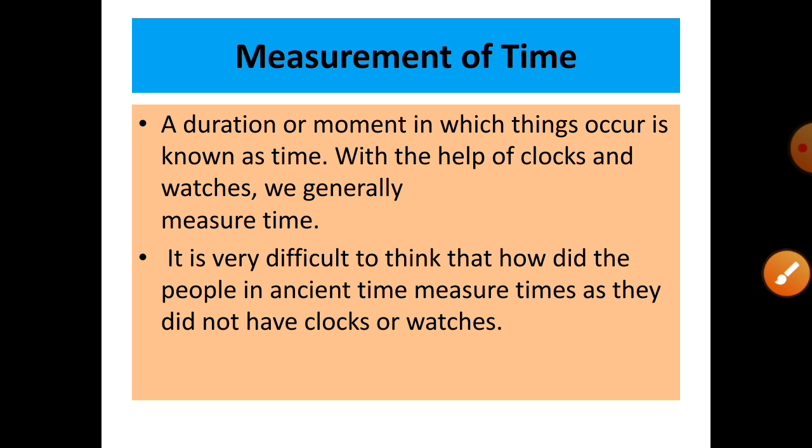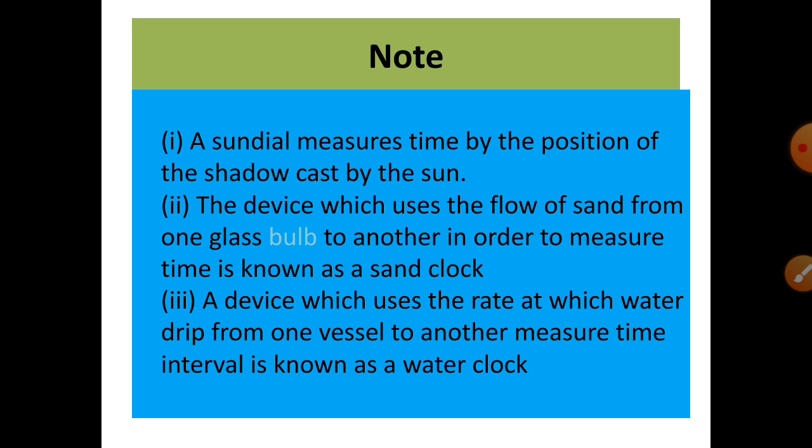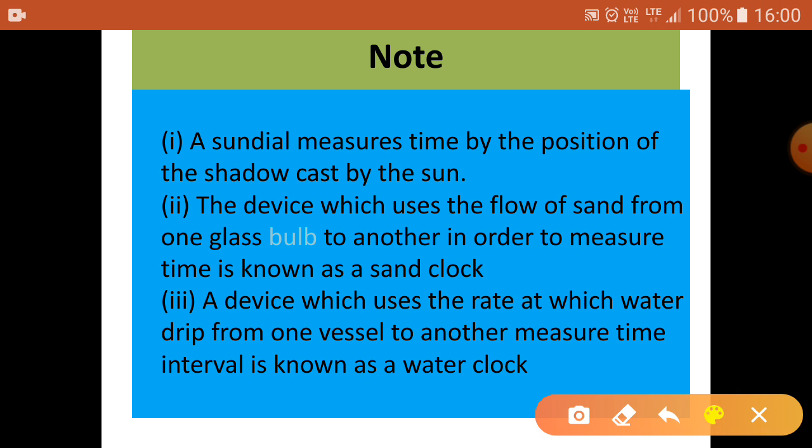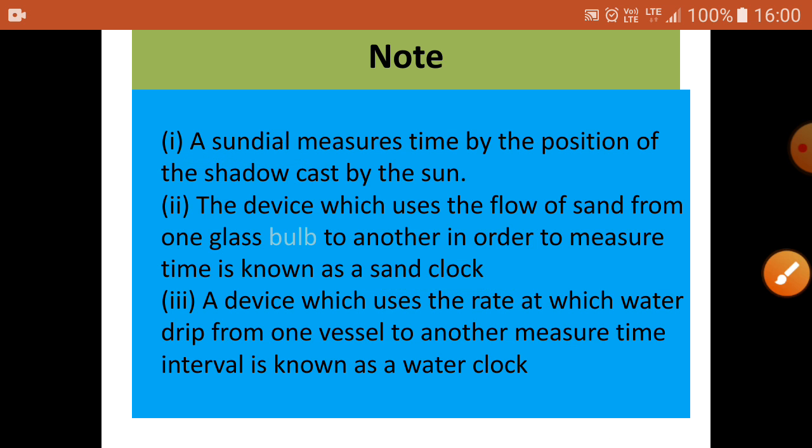Now there are various ways of measurement of time. A duration or moment in which things occur is known as time. With the help of clocks and watches, we can measure time. So there are various ways by which ancient people used to measure the time, like sundial, then water clocks were also there, then sand clocks were also there. So these are the various ways by which ancient people used to measure the time.